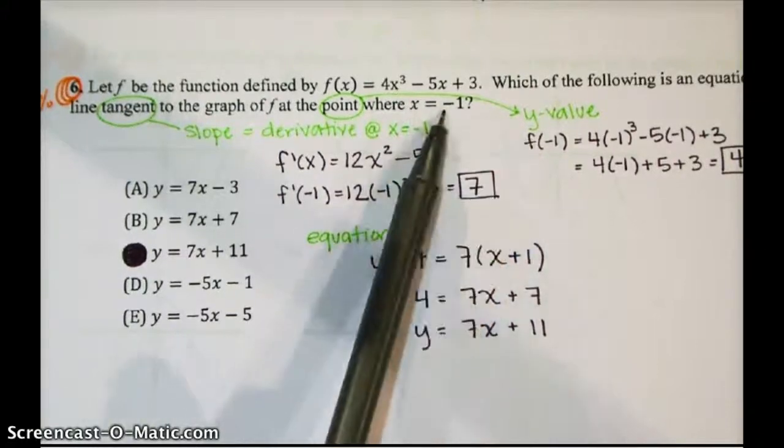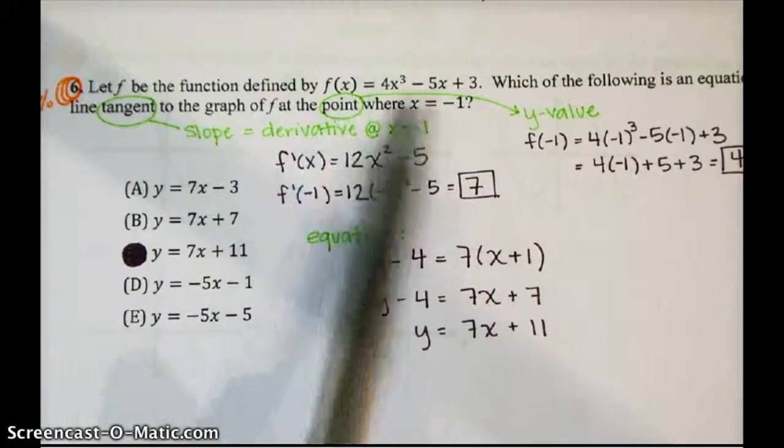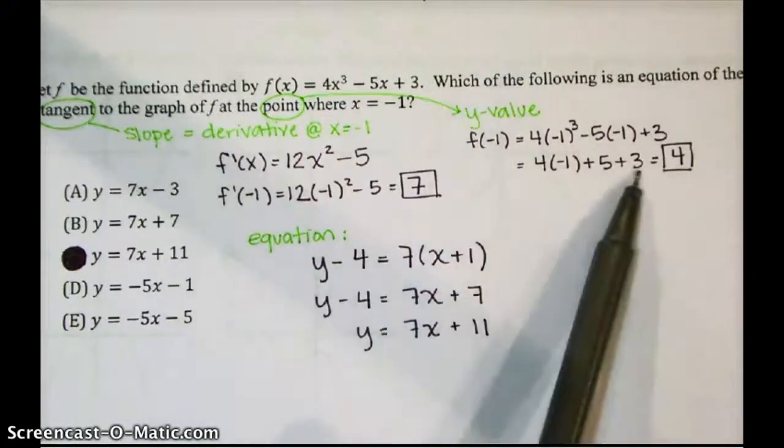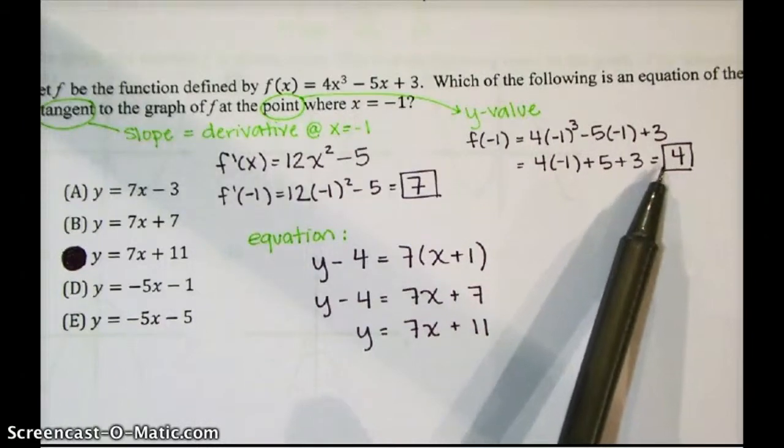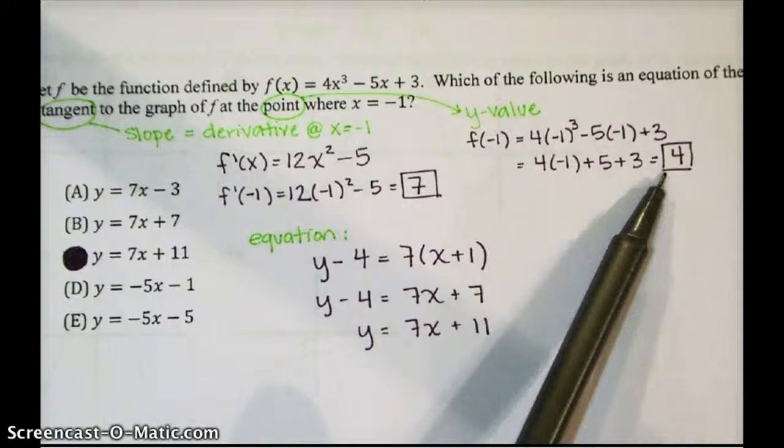So usually actually the y value is the easiest thing to find. You take the -1 and you just plug it into the normal function. And when I did that, I got the math done out right here and I got an answer of 4, and that's the y value of the point. So we're talking about a line that goes through the point -1, 4.